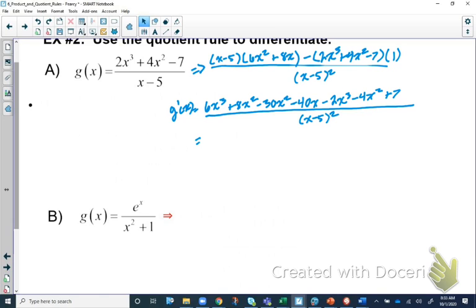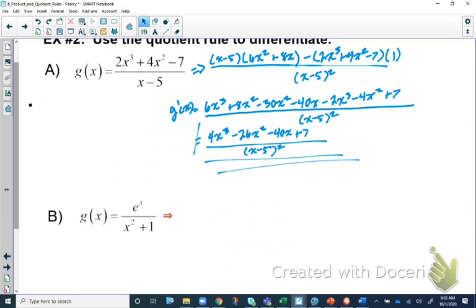The x cubed terms simplify to be 4x to the third power, then I get a negative 26x squared minus a 40x, and then plus a 7 over x minus 5 quantity squared. And the numerator is not really going to simplify in any kind of meaningful or easy way, so we're going to just stop here and say, okay, well, that is the derivative of function g.